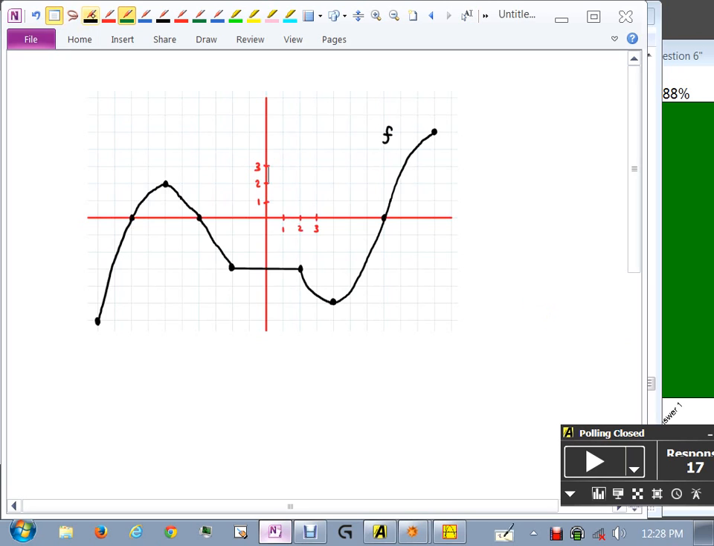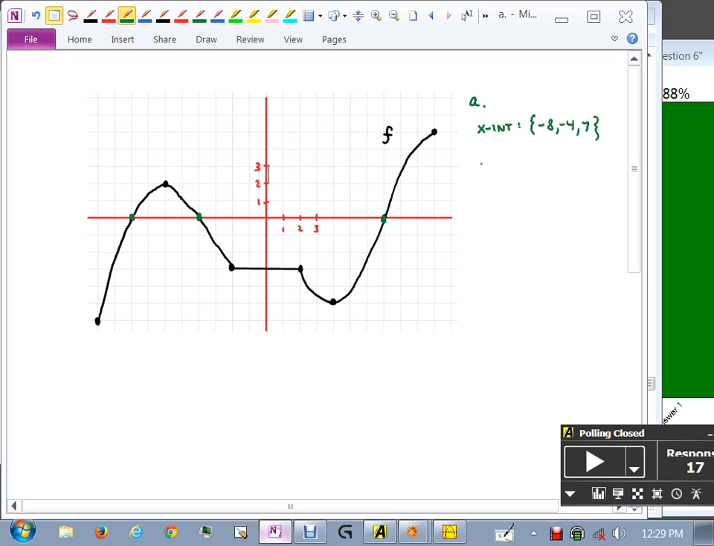The first question is, what are the intercepts? It just says intercepts, so that means both. What are the X intercepts? How many are there? There are 3. I'm going to be writing down the X values in a set of braces. And they are -8, -4, 7. Everybody agree?